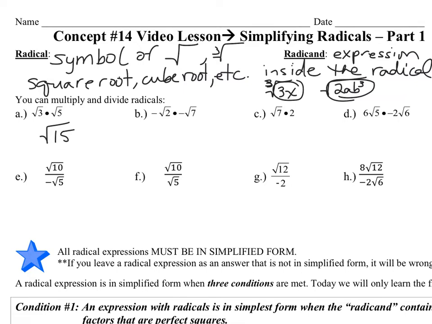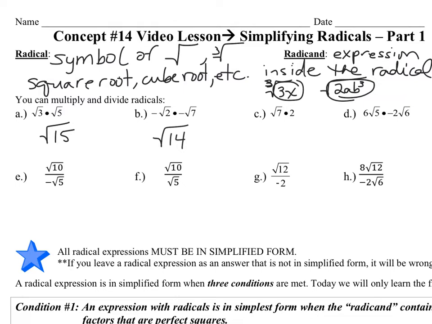We don't know what the square root of 15 is, so we would just leave that as the square root of 15. For letter B, the negative signs in front of the radical are just meaning that these two radicals are negative, so we follow the same rules. A negative times a negative would be a positive. So the negative square root of 2 times the negative square root of 7 would give us positive square root of 14. And 14 is not a perfect square, so we really can't do anything with that.